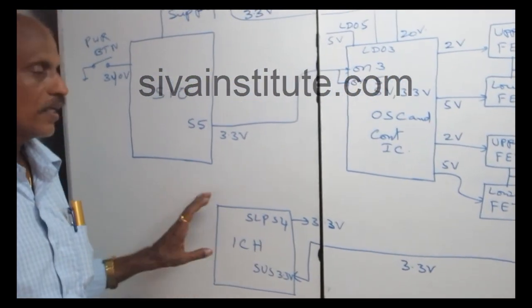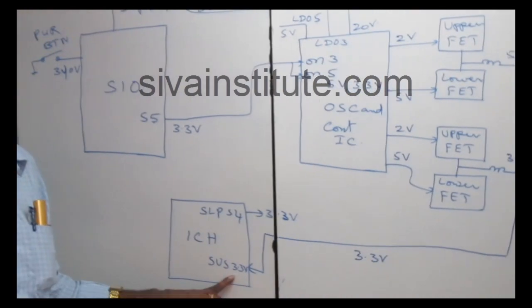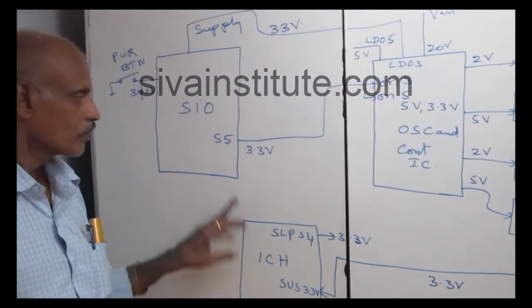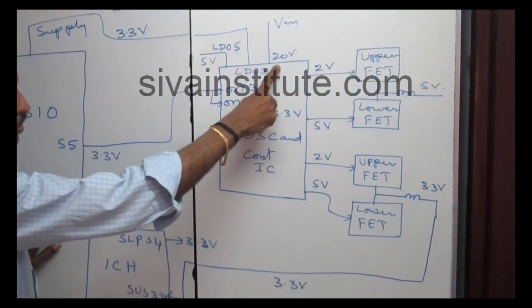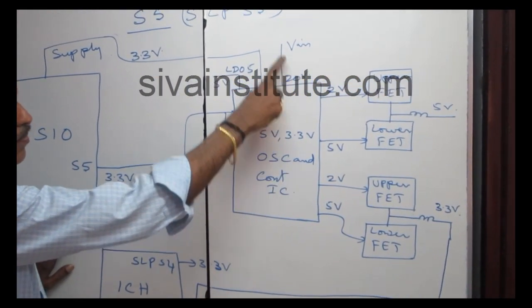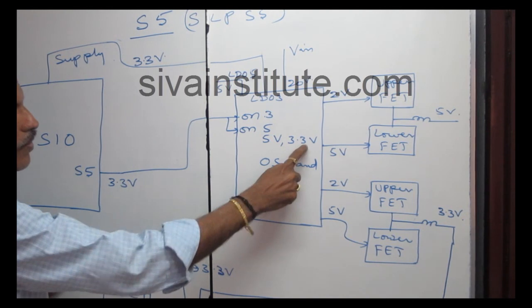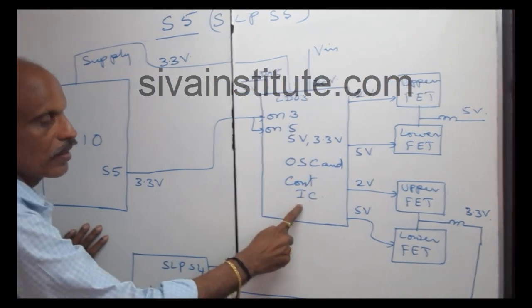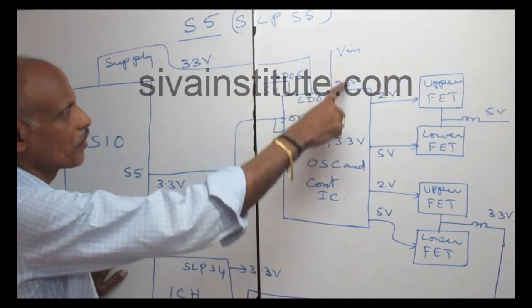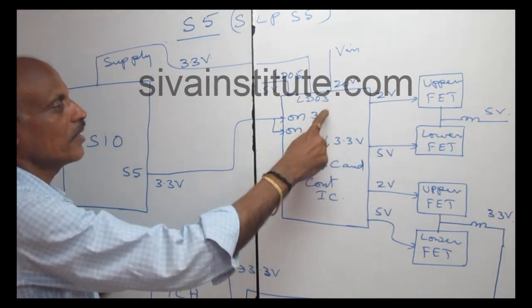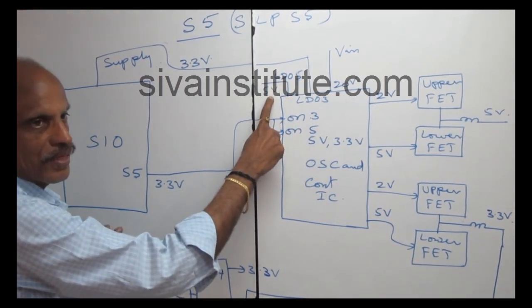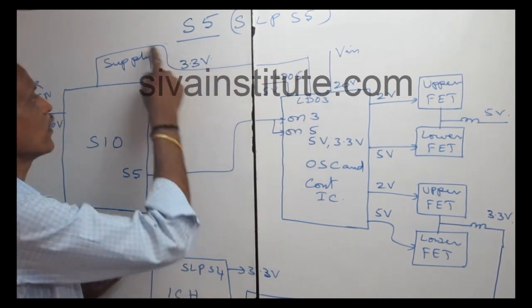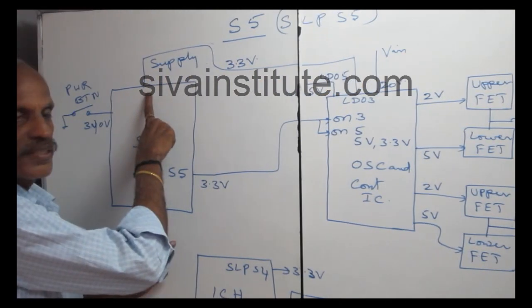We will see how this supply comes to the ICH. When you give 20 volts, or 14 volts to 20 volts, or 12 volts from the adapter to this IC, this is the 5 volts and 3.3 volts oscillator and control IC. When you give 20 volts, this IC releases LDO 3, that means 3.3 volts, and LDO 5, that means 5 volts. This 3.3 volts comes to this IC.